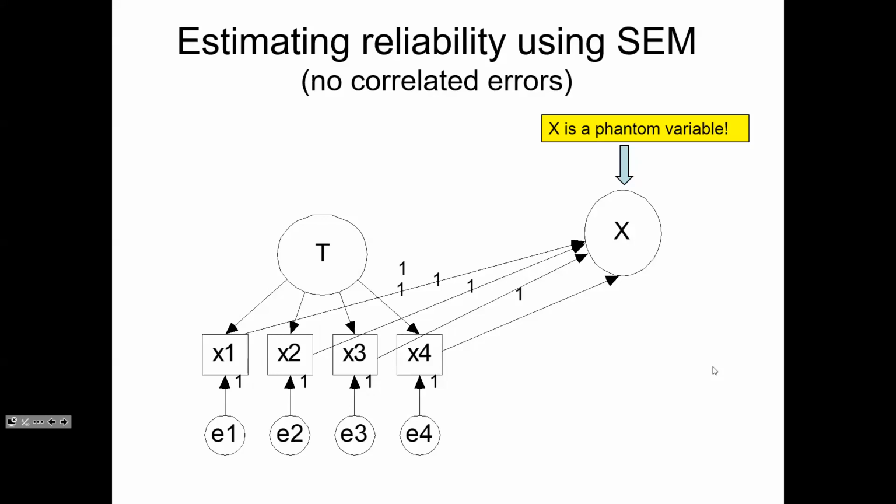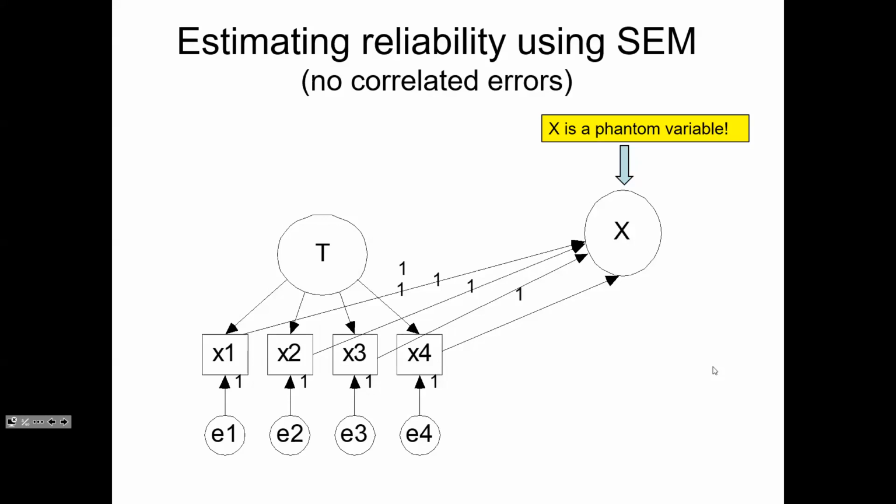The proportion of the total variance that is true score variance, that's reliability. The correlation between the true score and the observed score is just the square root of the reliability. That tells you how strongly correlated the true score and the observed score are. All right, why do I care about that?